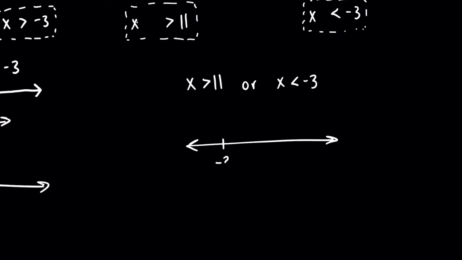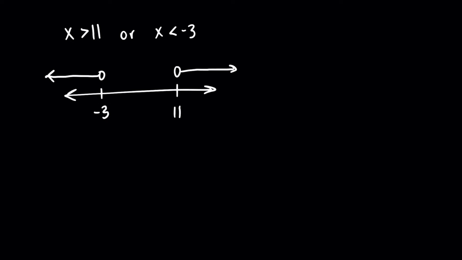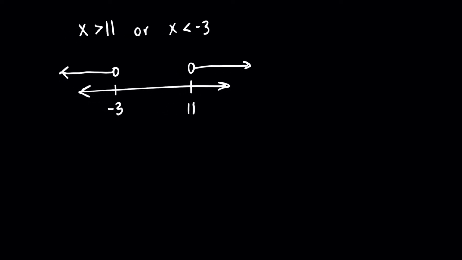I'm going to throw -3 down first, and then I'll put 11 over here. So I need it to either be less than -3, so anything over here would make that work, or greater than 11, which means anything over here would work. So this is your solution if you're going to graph it. And then let's go ahead and write out interval notation and set notation.